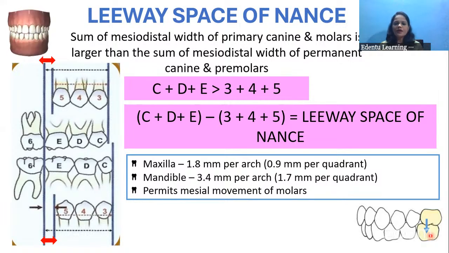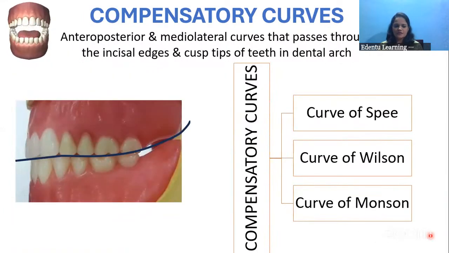Okay. Now let's look at the compensatory curves. These compensatory curves are very important. Repeated question. These compensatory curves are nothing but the anterior-posterior and the mediolateral curves that pass through the incisal edges and cusp tips of the teeth in the dental arches.